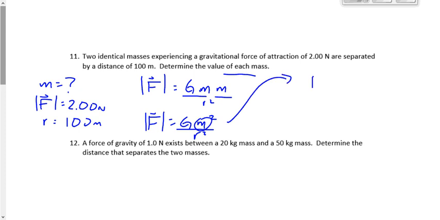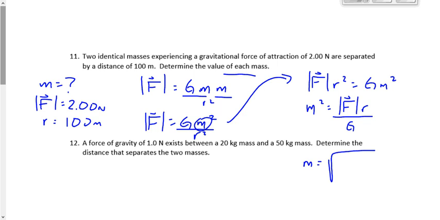Let's take the R squared up by multiplying. F times R squared is equal to G times M squared. Let's take the G over by dividing. And then we want to square root that, right? Let's say M is equal to the square root of F times R squared over G.